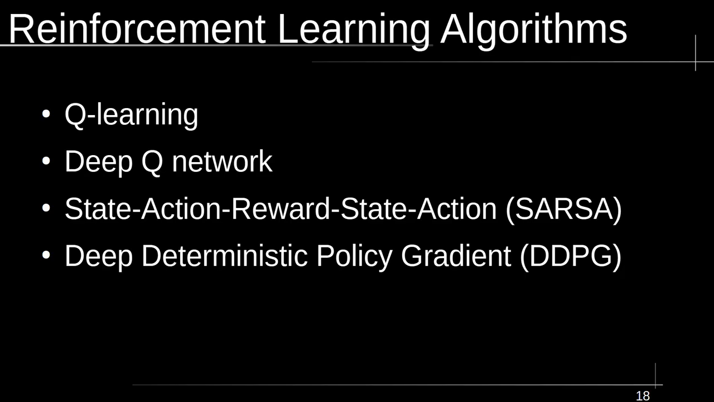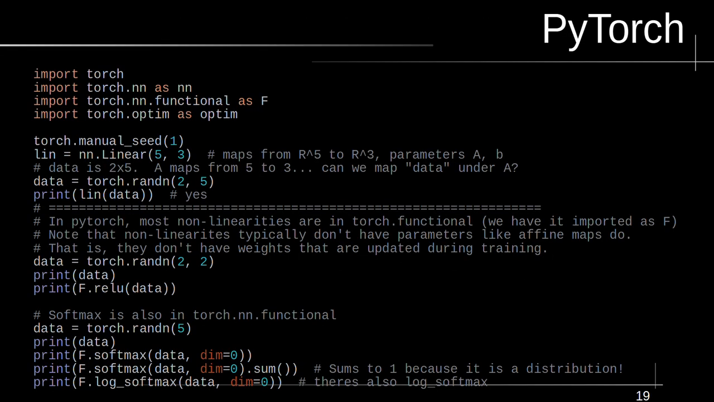Very popular algorithms are Q learning, deep Q learning, state action reward state action, and deep deterministic policy gradient. So these algorithms we'll discuss.